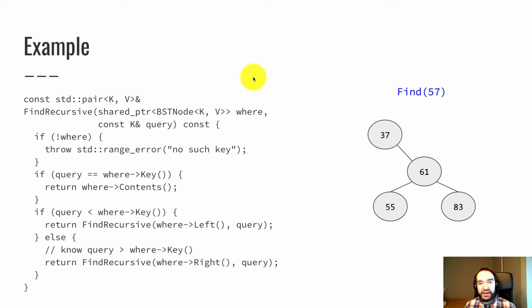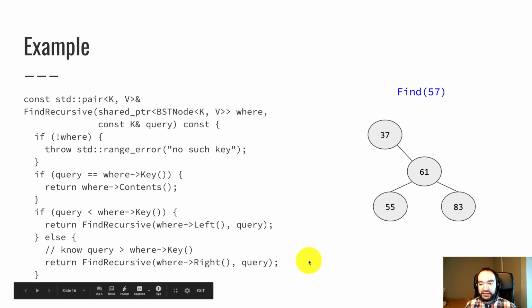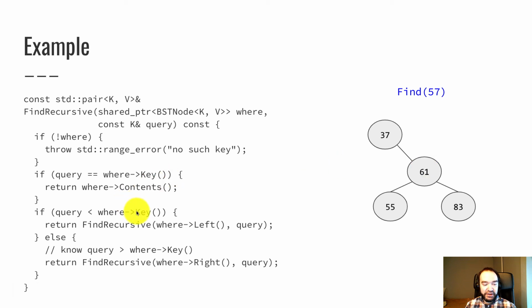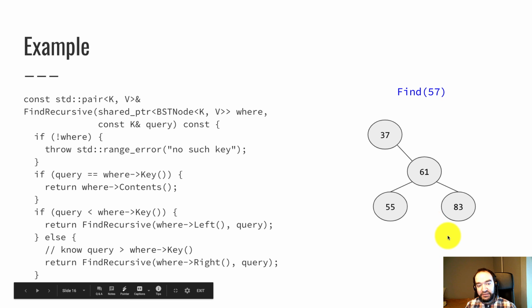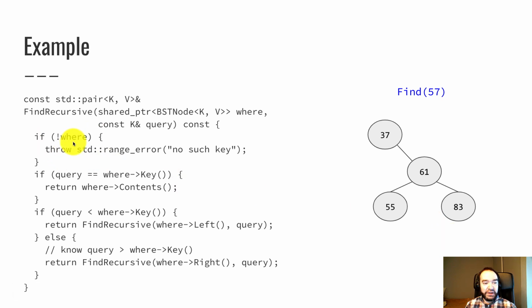If we did 57 instead, we would get a different outcome. We would start at 37. That would be the greater than case at the bottom. So we'd recursively search in 61. 57 is less, so we'd recursively search on the left side of 61. Then we would search at 55, and 57 is greater, so we would recursively search to the right of 55. Then we would hit this base case, not where. At that point, we would throw a range error exception, and that range error exception is not caught in these recursive calls. They don't have a try-catch block, so that exception would throw all the way back out again to the original call that was searching at 37.